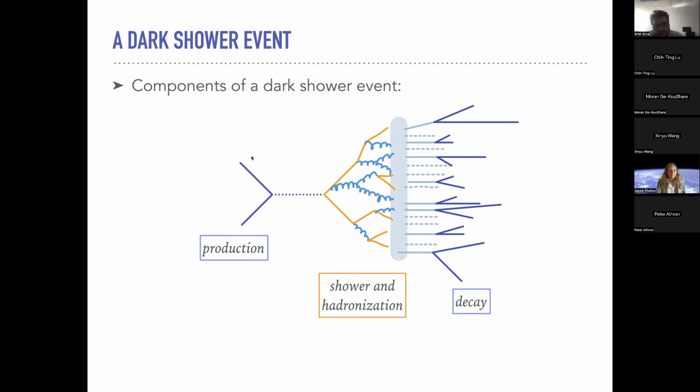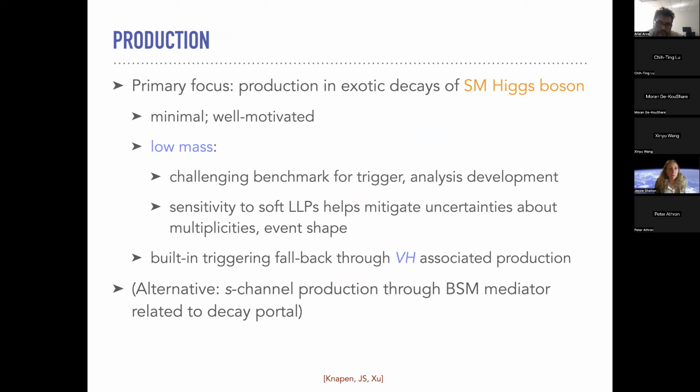The one key feature to keep in mind: production and decay are a lot easier to get a handle on than the shower and hadronization, because these are the steps that involve the standard model, and that's where we can actually say something really concrete. So to start with production, in this talk, I am primarily going to focus on particle production in exotic decays of the standard model Higgs boson. This is minimal in the sense that I don't have to add an additional heavy mediator to the theory.